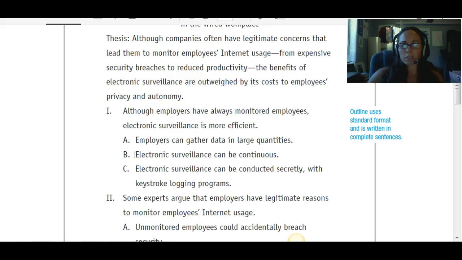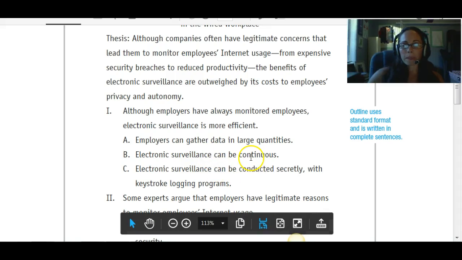Then we move into the body of the essay in outline form. Here's our Roman numeral 1 with a very broad umbrella sentence that serves sort of as a topic sentence over these supporting details. You might find that in some cases this sentence ends up becoming a topic sentence for one of your paragraphs.